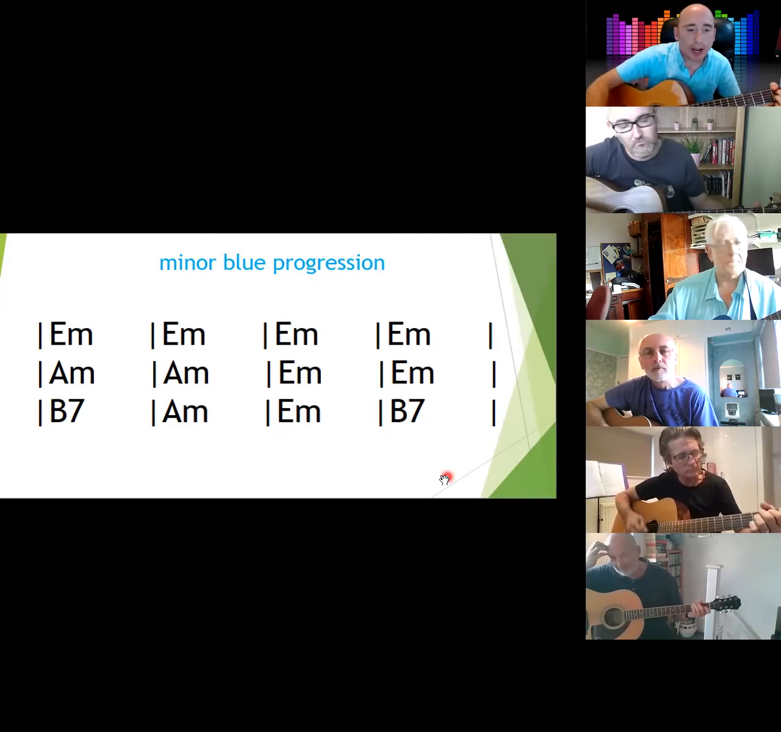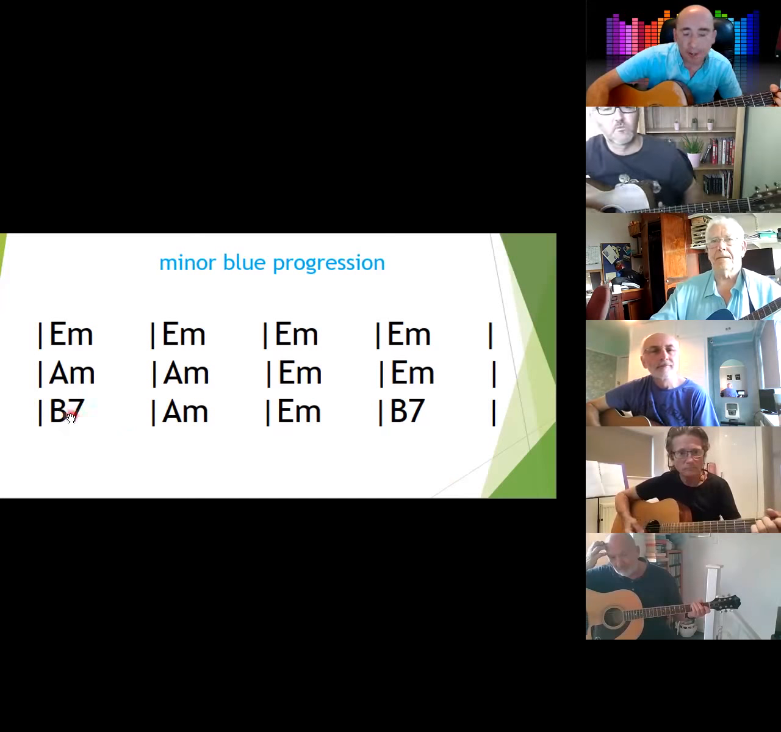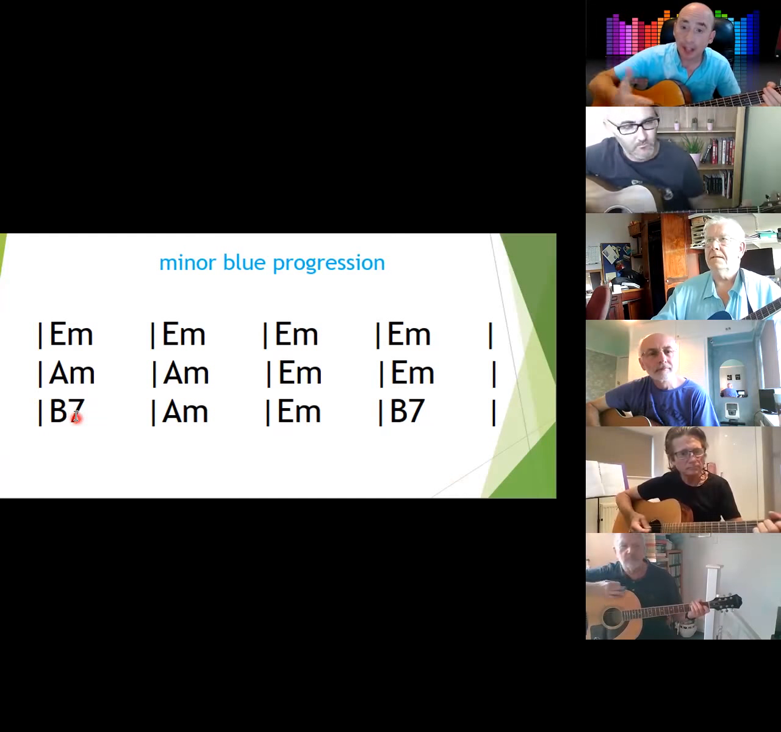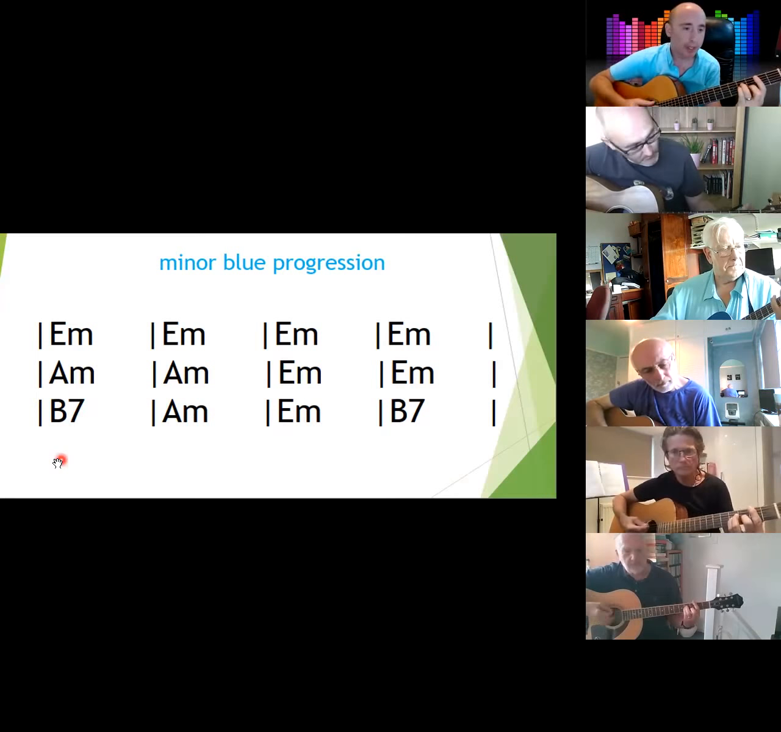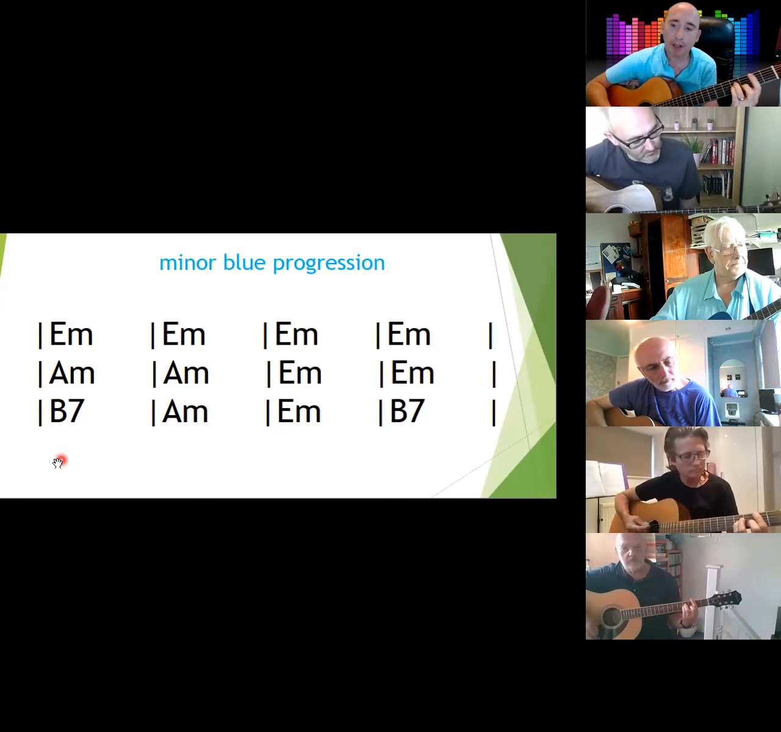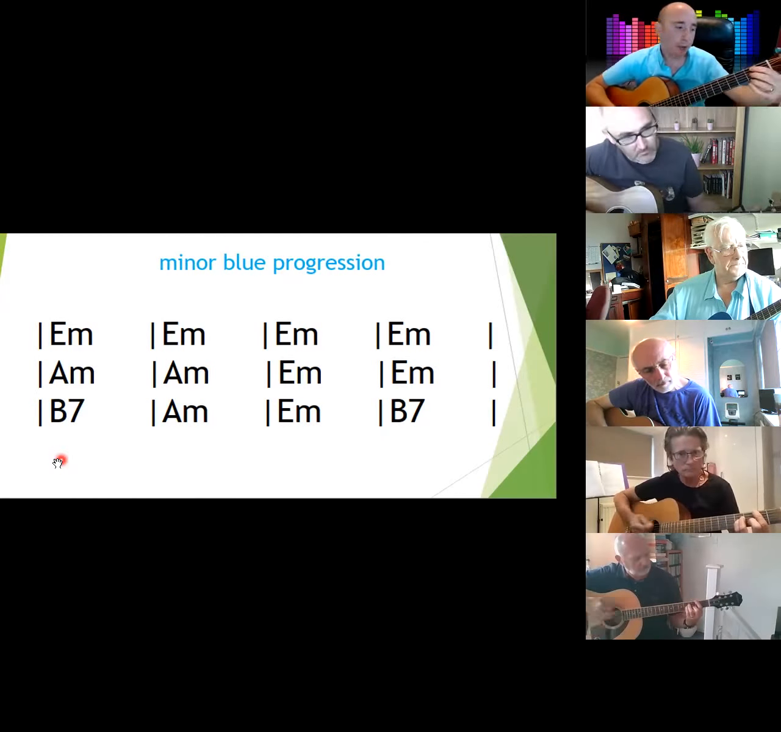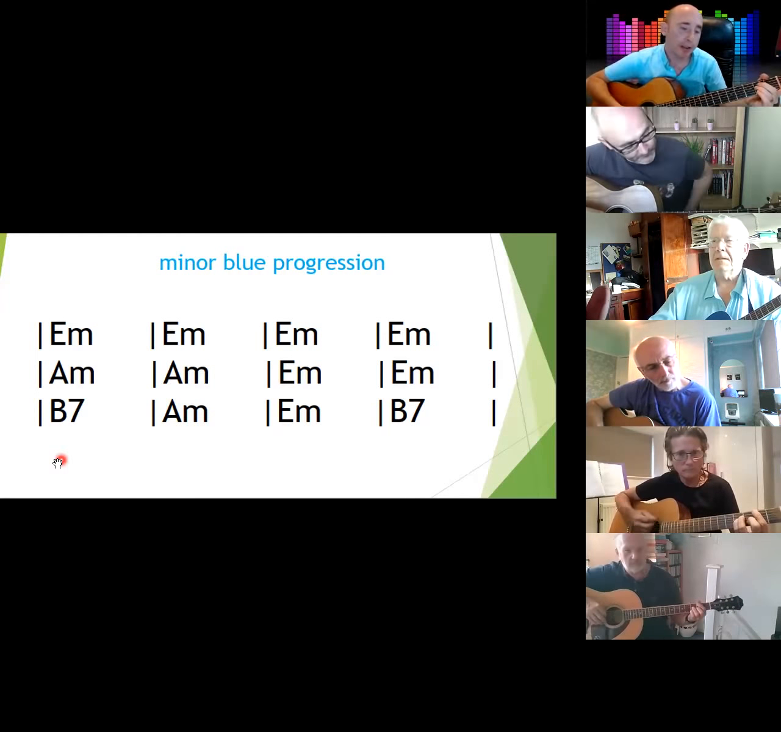I want to try an experiment for this B7. Let's play a B minor, because that's in the key. It could be a B7 or a B minor. Let's just try it with a B minor. Your B minor would be on your second fret as an A minor shape, or you could do the open B minor if you wish. Okay, let's try again.